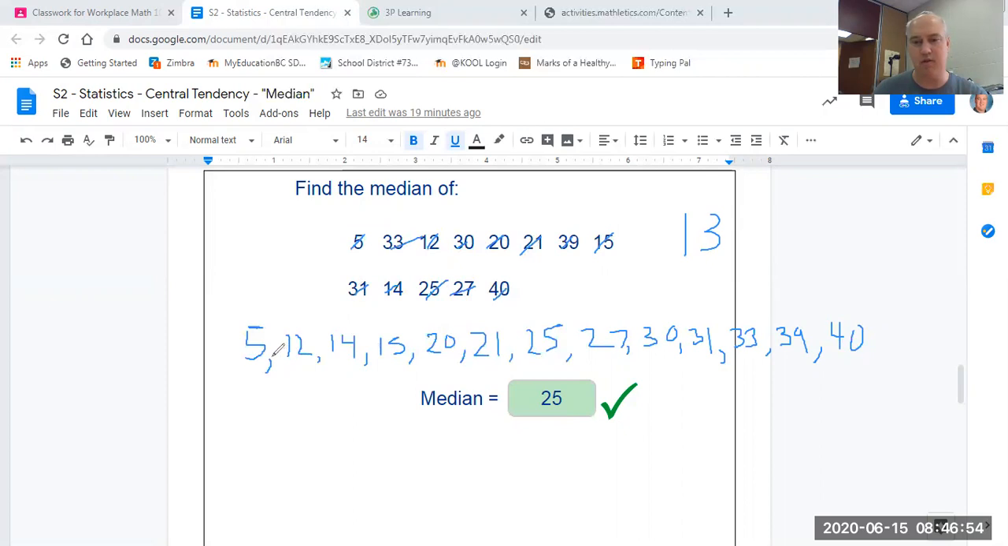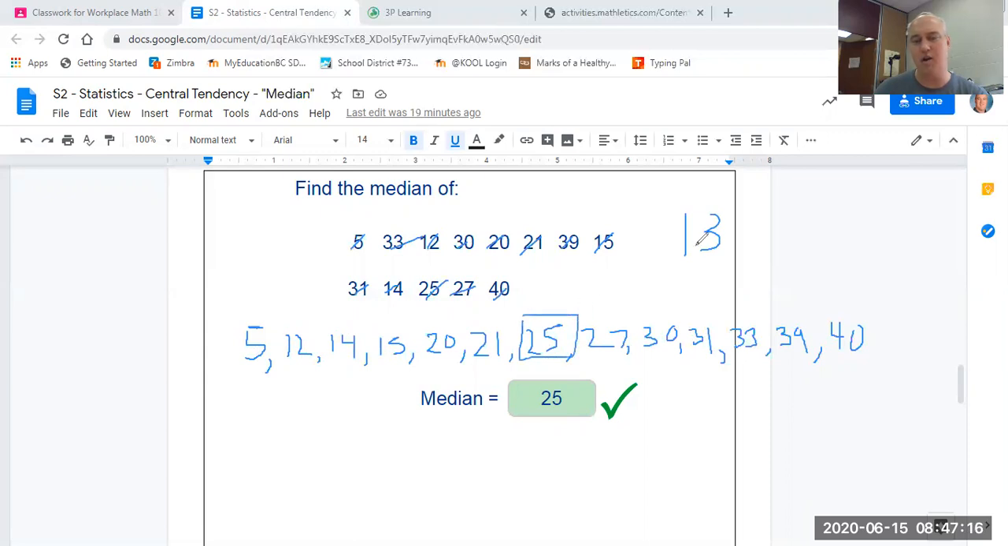So let's just double check we have 13 numbers here. 1, 2, 3, 4, 5, 6, 7, 8, 9, 10, 11, 12, 13. So the middle number in this whole set would be 7. So the 7th number over, there'd be 6 on either side, is going to be the middle number. So 1, 2, 3, 4, 5, 6, 7. So this is the middle number in this case.